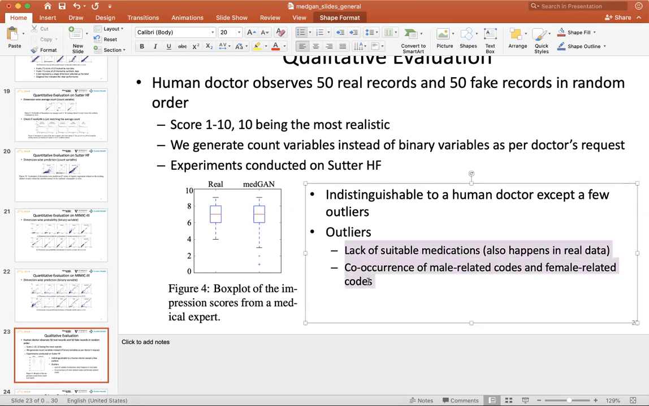These scenarios, the discovery of lack of suitable medication or co-occurrence of male-related and female-related codes, tell us that the MedGAN generator has not perfectly learned the distribution of the features. If the generator had learned perfectly well the relationship between features or columns, this kind of thing would never happen. So this means that there's still a lot of room for improvement with the MedGAN architecture.